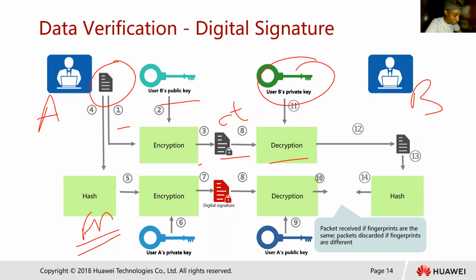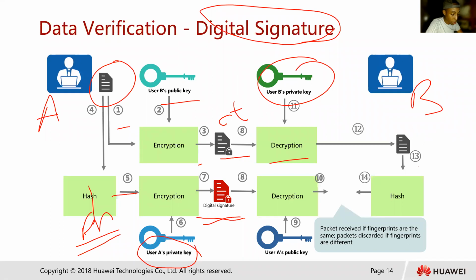Well, we are actually in step 5, right? The plain text is going through the hashing function so that we get a hash value. Then that hash is encrypted using user A's private key. That is what we term as the digital signature, the concept of the digital signature that we're talking about.